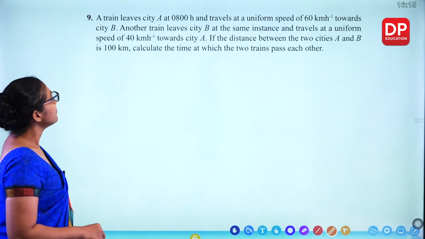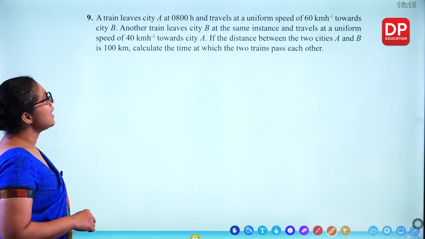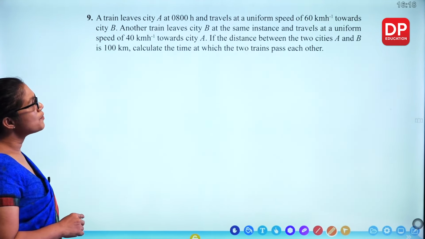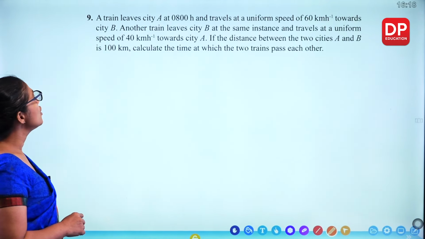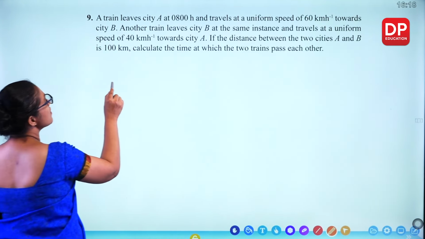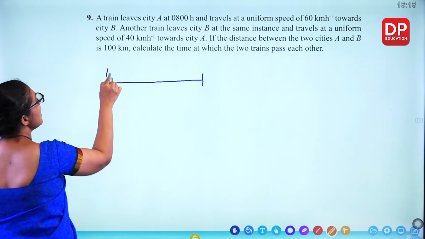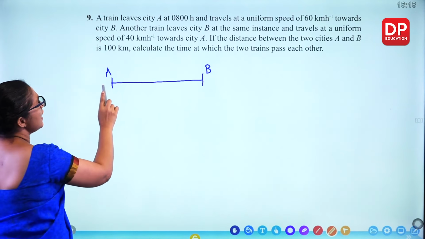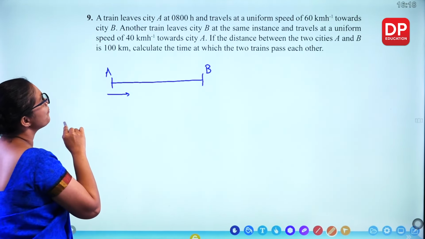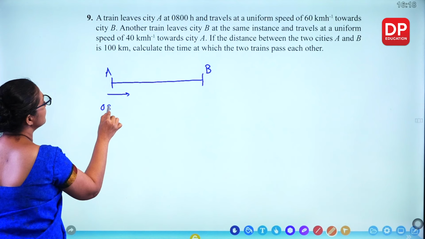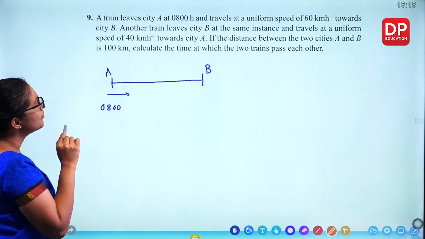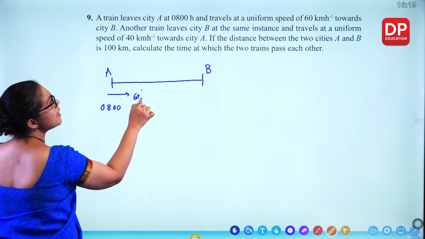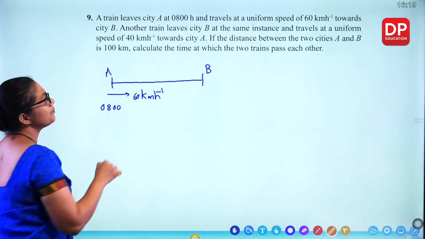Question number 9. A train leaves city A at 8 hours and travels at a uniform speed of 60 kilometers per hour towards city B. Now think about, this is city A and city B. A train leaves city A and travels this way. So starting at 8 o'clock in the morning, and the speed is 60 kilometers per hour.